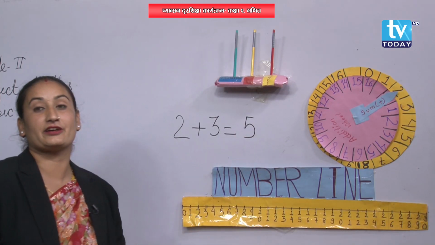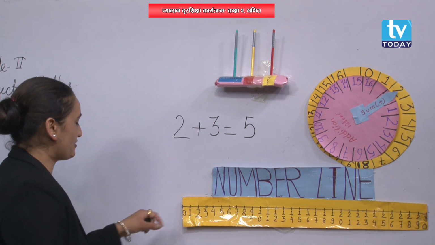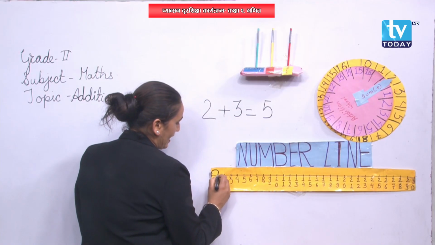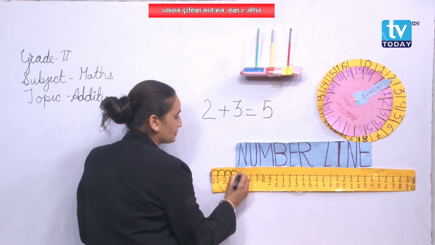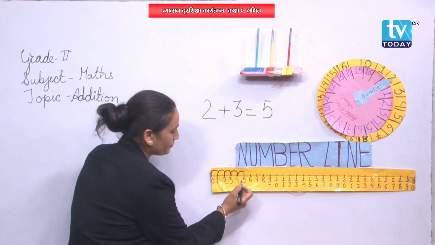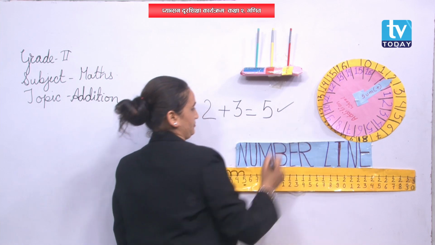Let's check it with the number line, whether your answer is correct or not. First one is 2. Write down 1, 2. Then after 3 steps: 1, 2, 3. 2 plus 3, what will be the answer? Which number is at the bottom? 5. Really, this answer is correct.